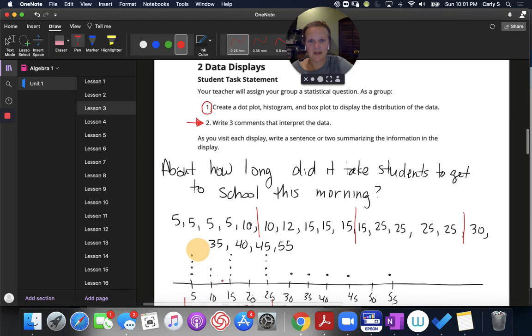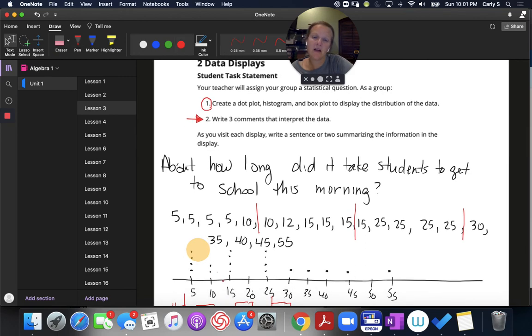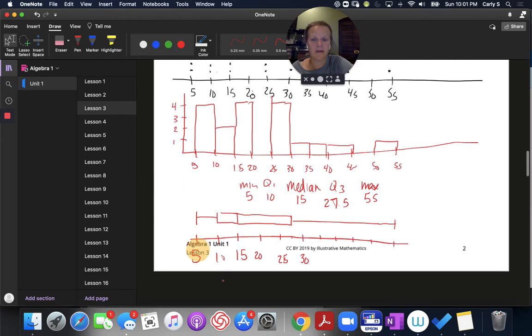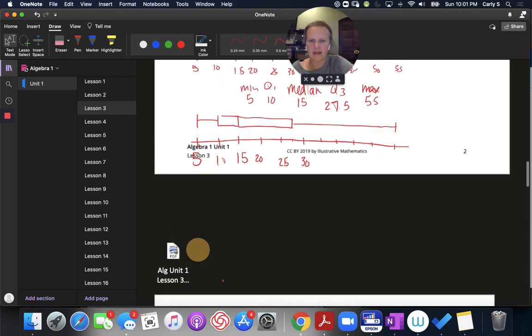All right, what else do we know? Now write 3 comments that interpret the data. I want to make sure we understand these. I actually need more space. This might be where I need to write with a white marker. So we got those 3 data displays. Now some comments, like what would we talk about?